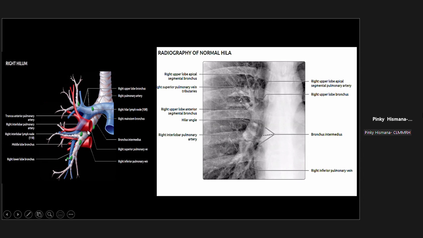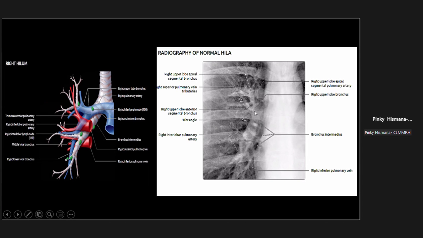bronchus. This one is your intermedius. Your bronchus intermedius is actually the one giving branches to your middle and your lower lobe bronchus. On the left side, you wouldn't find your bronchus intermedius. Please remember that it also sometimes comes out in your PLE. So your bronchus intermedius is just at the right, because this one is the one that branches into the right middle and the lower lobe bronchus.